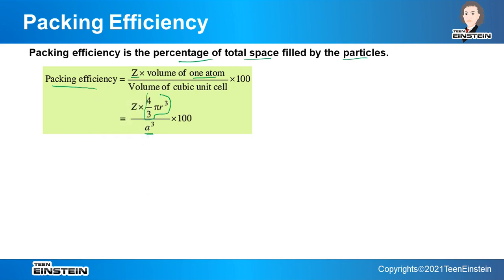This is the volume of one particle. We multiply it with Z, so that gives the volume of total atoms. Basically, this is equal to the volume of all atoms that are present in one unit cell divided by the volume of the unit cell. And if we multiply it with 100, it will give the percentage of the space which is occupied by the particles, and this is also known as packing efficiency.